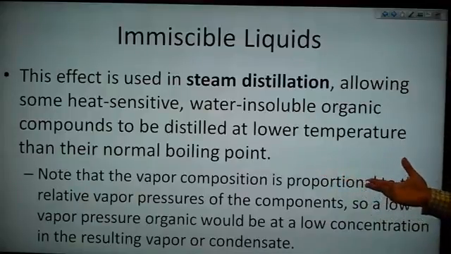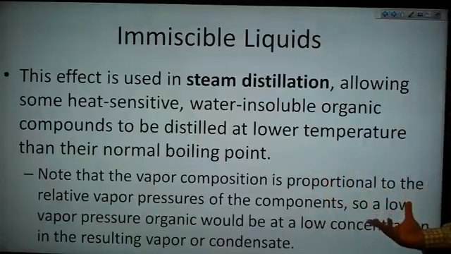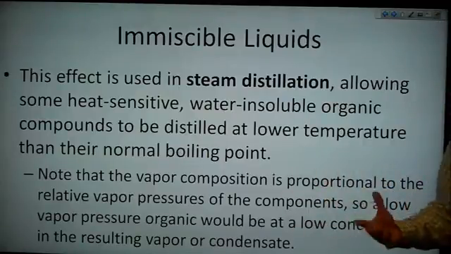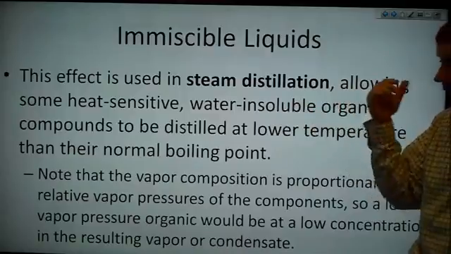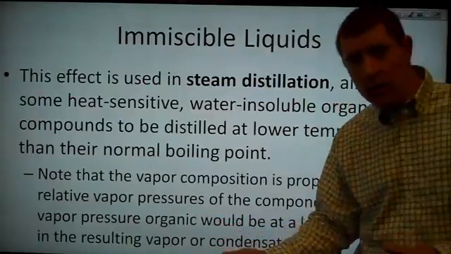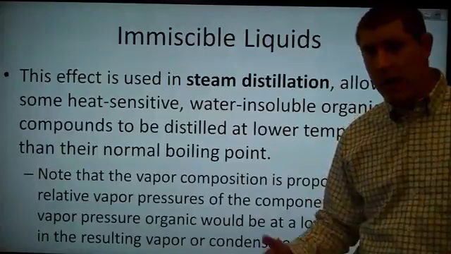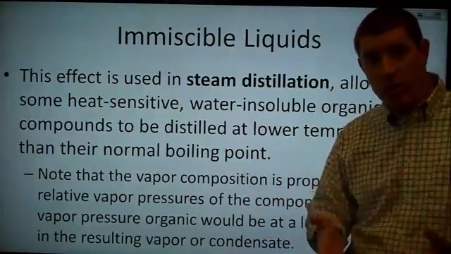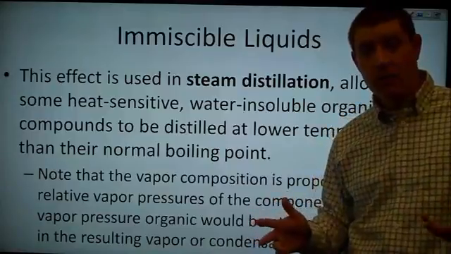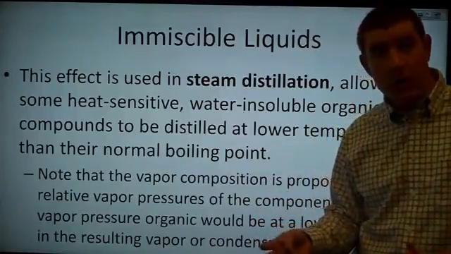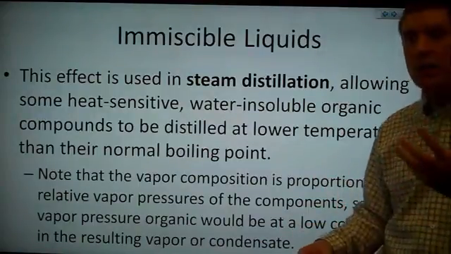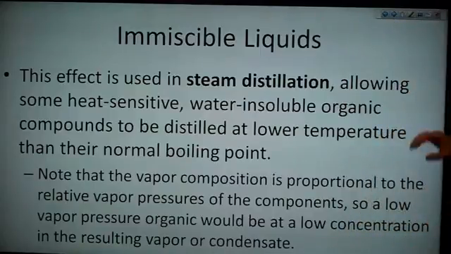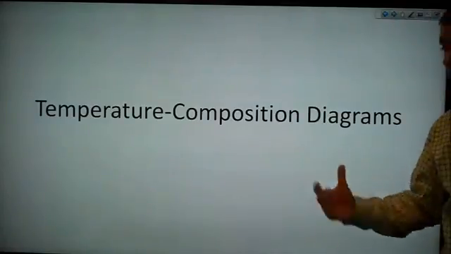And so note here that the vapor composition is proportional to the relative vapor pressures of the components. So this means that a low vapor pressure organic would be at a low concentration in our resulting vapor or condensate. So if we were doing this with steam, we're going to have mostly water, a little bit of our organic. Now, if we condense that, they'll form two separate phases, and we'll be able to separate the water from the organic anyways, so it doesn't matter that much. But this is a big problem if the vapor pressure of our organic is really, really low. Like that's then a problem. So that was temperature composition diagrams.